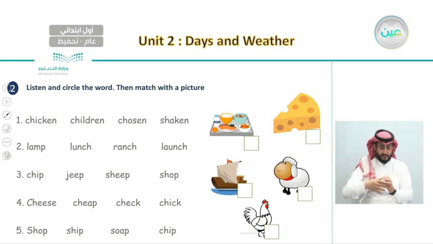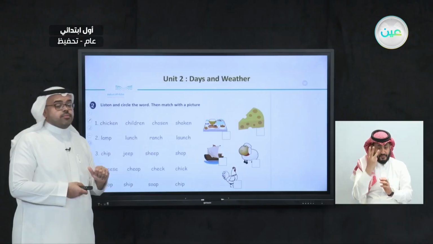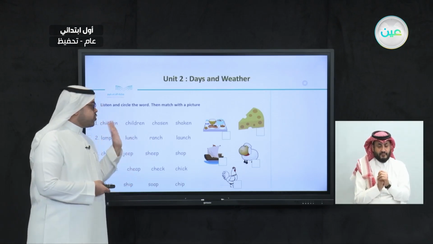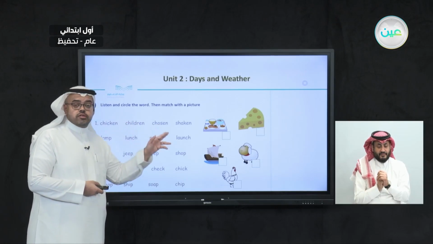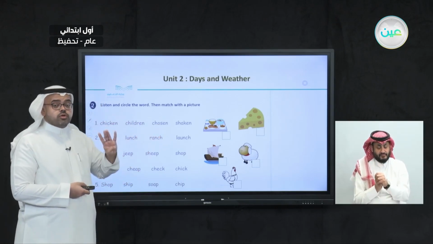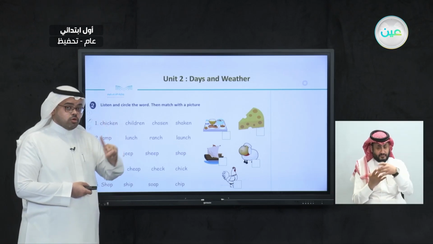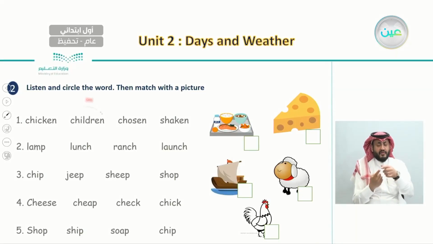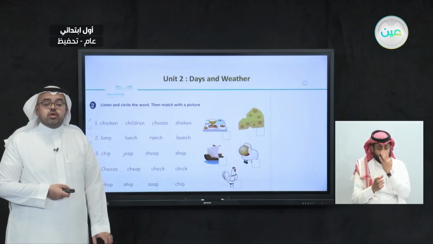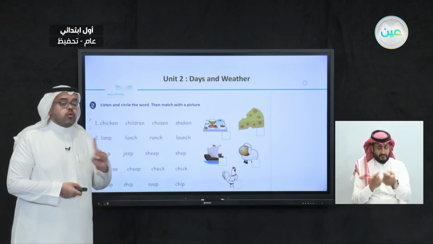So here we're going to do three important steps. The first one is that we're going to listen to the word. Each of these numbers has four words, so we're going to listen to the one word and then circle it. And after we circle it, we go to these pictures and write down the number of this word. So now let's start with the first word.